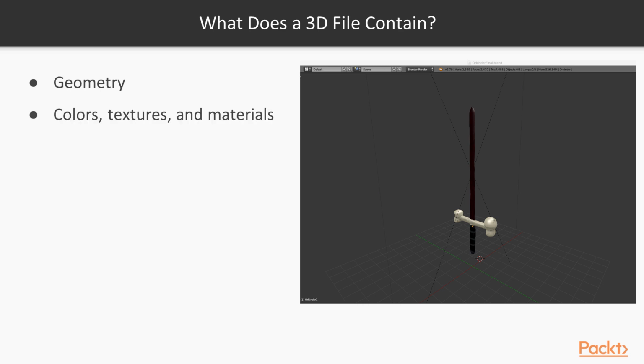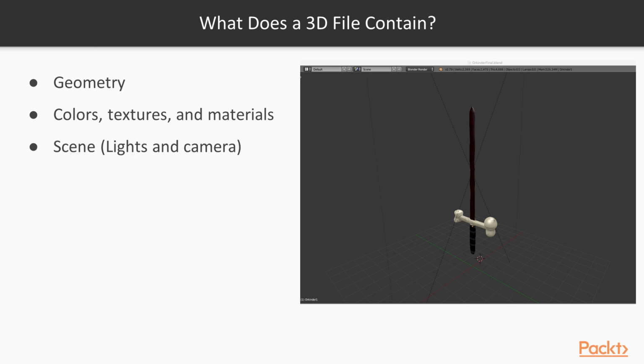Then next you have colors, textures, and materials. That's basically what it says: the color of your object, any textures that you've painted or brushed on, and the different materials that make up that coloring sequence. That's all part of your 3D object that needs to be saved. Some file types will save that, others won't.